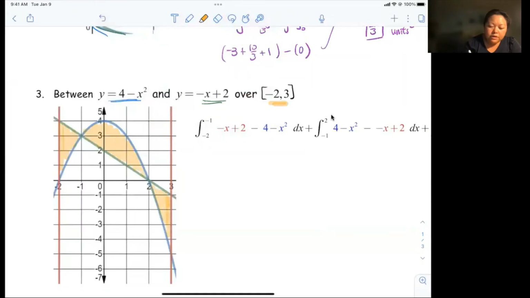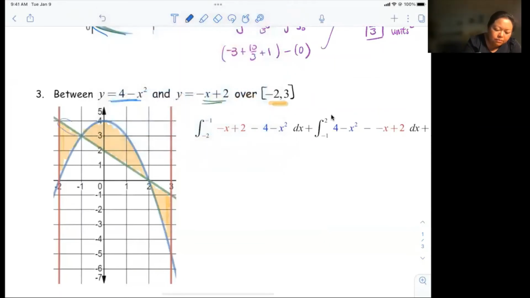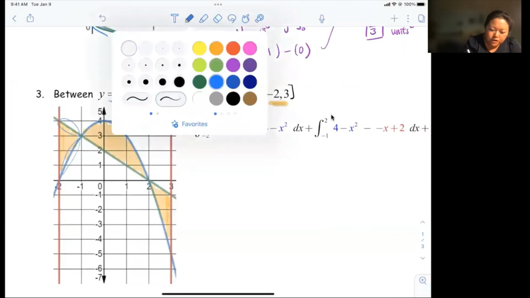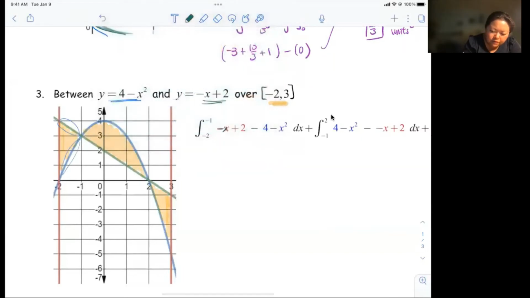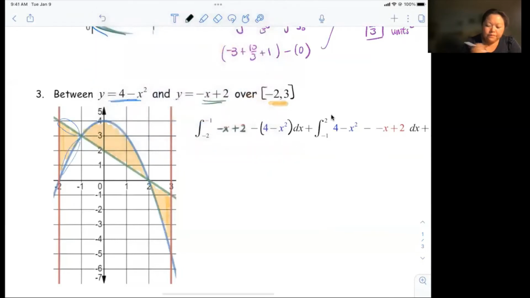So that's why you can see the work here. It starts out with the green, right? This is the green portion. This is the top function minus the bottom function. So my green function is on top. So that was my linear function minus the quadratic, right?